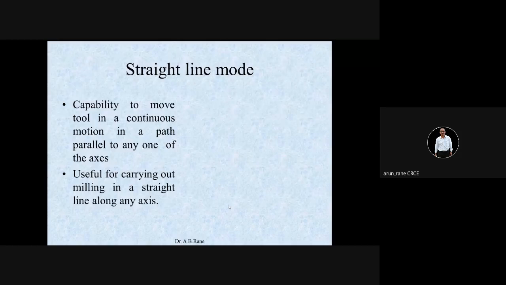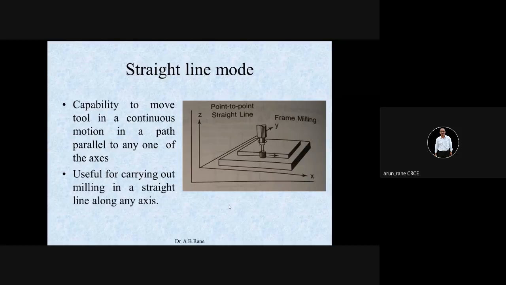In case of point to point, what is the requirement? Initial position and final position, irrespective of whatever path you take. But here in straight line mode, the path is important. Like you have given this point and this point, so it will go like this, in a straight line. Similarly from here to here. So this is called the straight line mode. If you want, you can write.